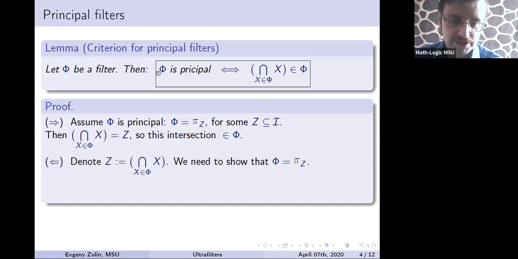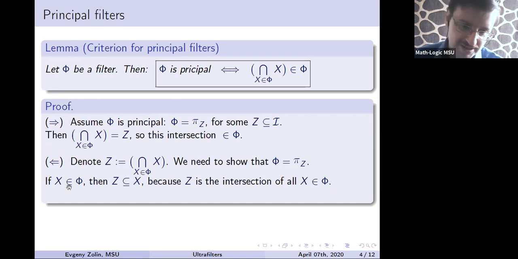Conversely, assume that this big intersection belongs to phi. Why is phi principal? Where do we take this z? Simply take this intersection and denote it by z. And then one can easily show that phi is exactly pi z. So for any set x, it is in phi if and only if it is in this pi z. So it extends z. It is bigger than z.